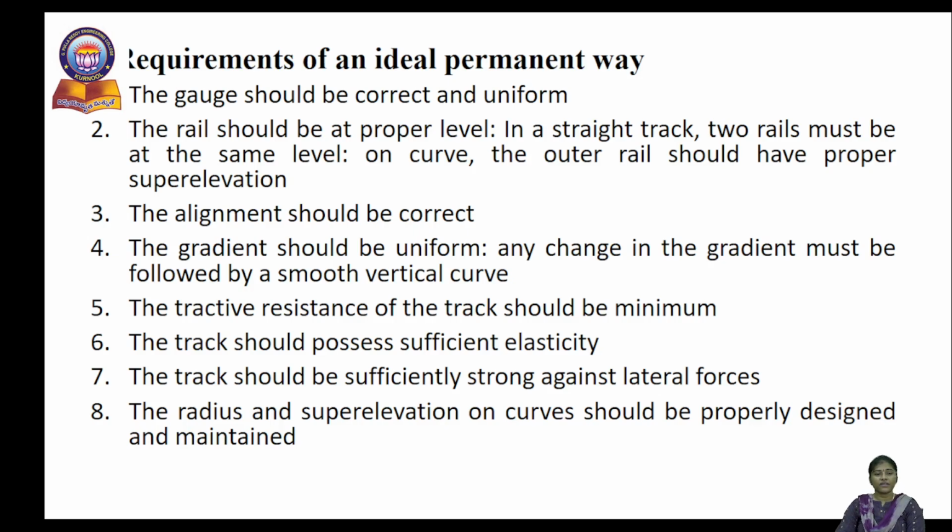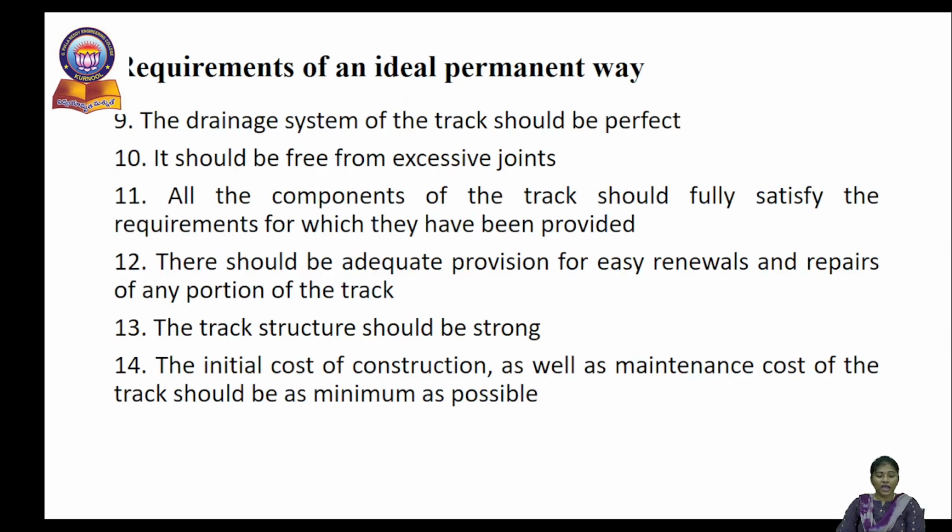The alignment, the center line position, must be correct. Gradient should be uniform. Whenever there is a change in the gradient, you must provide a smooth vertical curve for smooth passage of the train. Tractive resistance of the track must be minimum. The track should possess sufficient elasticity and must be strong against any type of lateral forces. The radius and super elevation in the case of horizontal curves must be properly designed and maintained, otherwise overturning will happen at horizontal curves.